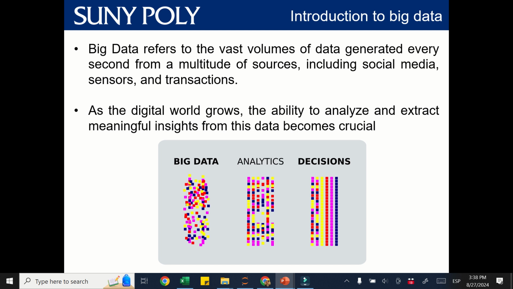So in this introduction, I will go over some key concept definitions of big data, some key properties, in addition to the challenges and tools that we have to use in order to overcome these challenges.